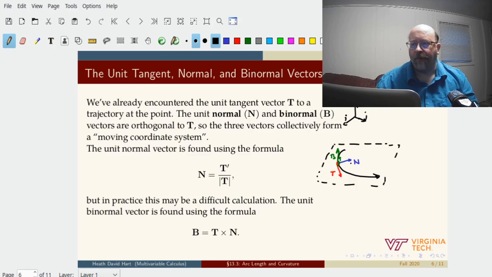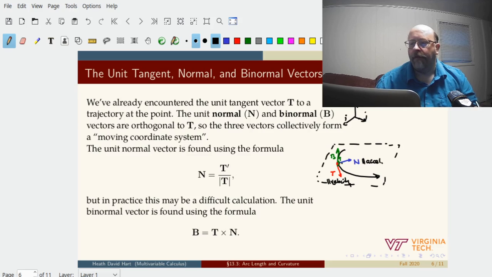The unit normal vector is found by taking the derivative of the tangent vector and taking the magnitude of that. What this means is, because the tangent vector represents velocity, the normal vector will always be parallel to the acceleration, but it will be a unit vector. So this is parallel to the velocity, and this one is parallel to acceleration.